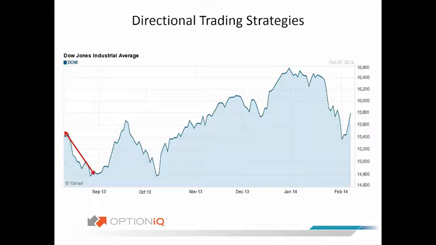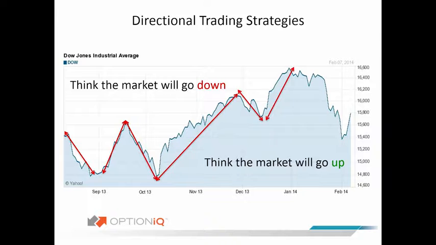So they take a directional approach, and they can make money on the way down if they pick everything correctly. At the same time, they might think the market's going to go up at this point. And once again, if it goes up and they're positioned correctly in their trades, they can make money during that period. And so on and so forth.